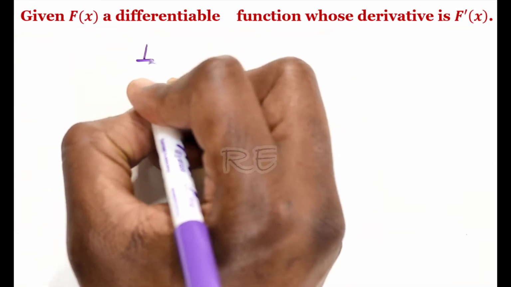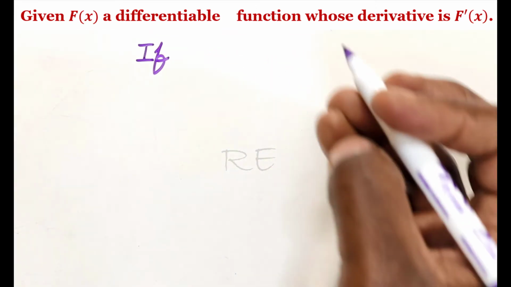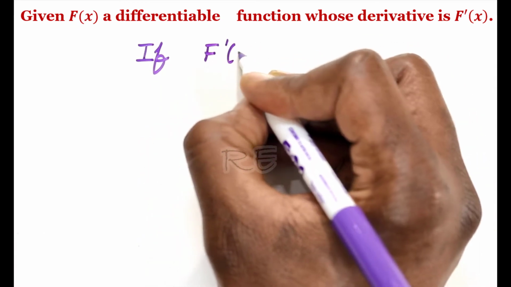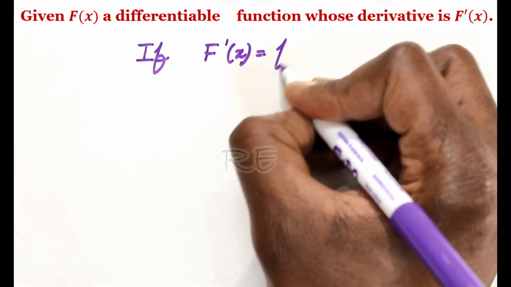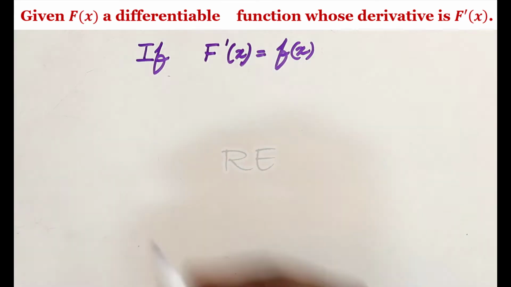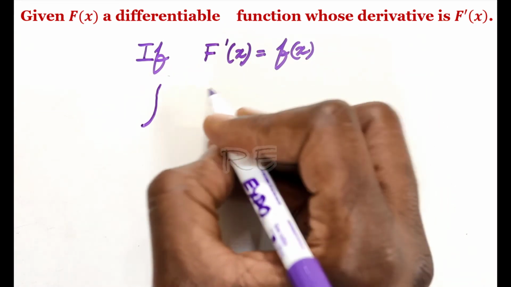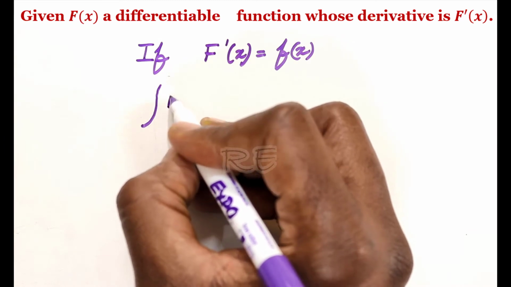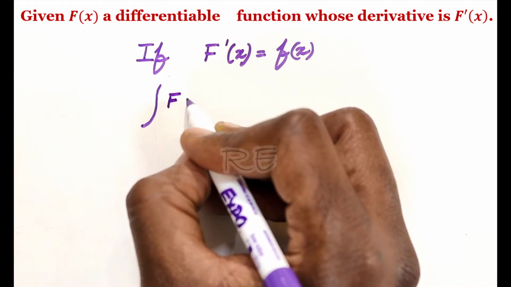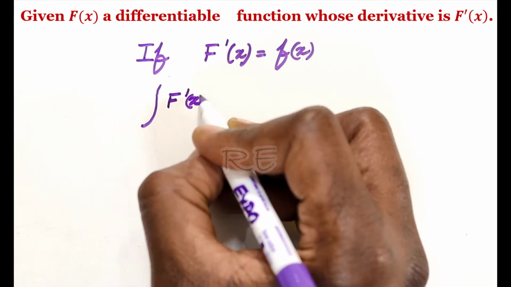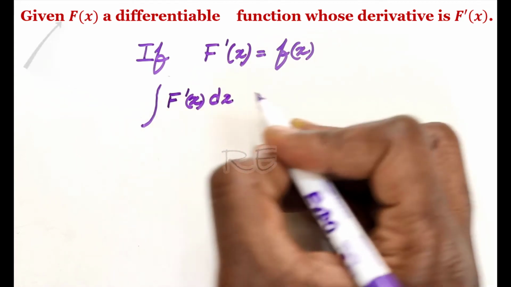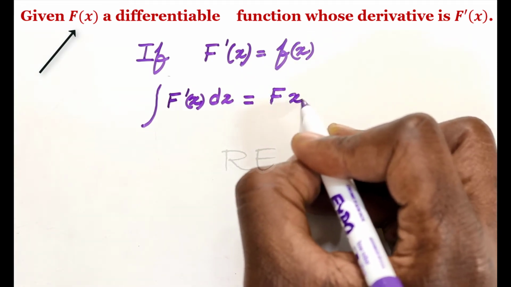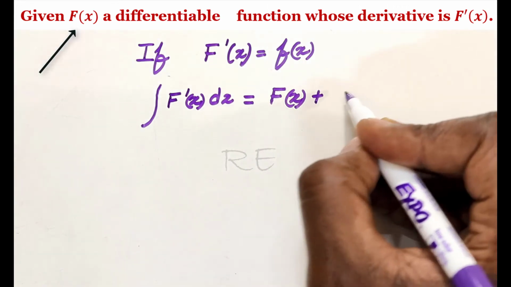Given a function uppercase F whose derivative is uppercase F prime of x. If we let F prime of x be equal to lowercase f of x, then the antiderivative of uppercase F prime of x dx is equal to uppercase F of x, the original function, plus C.